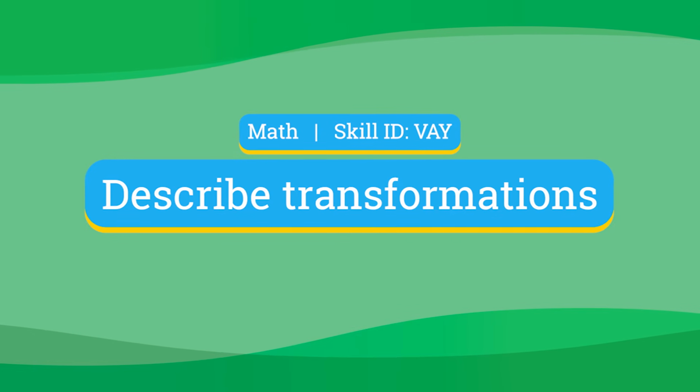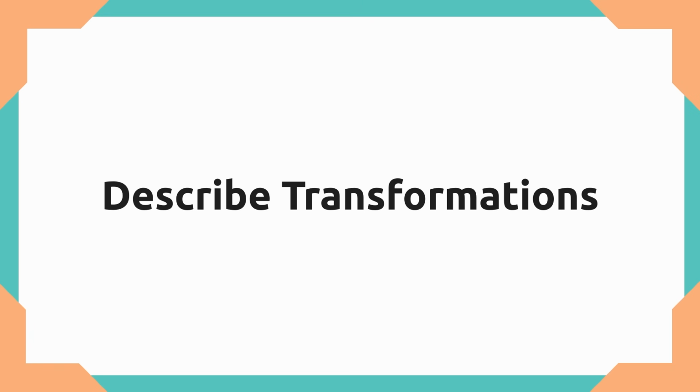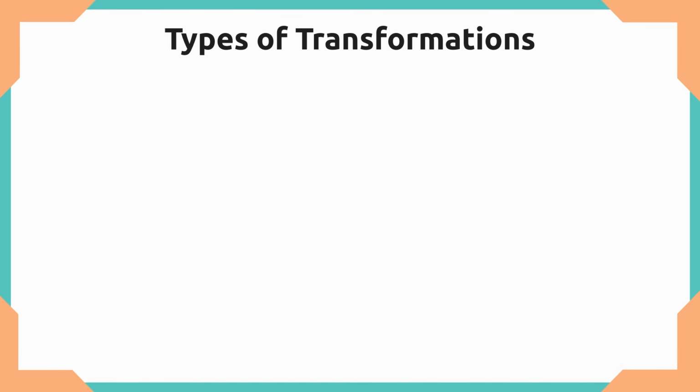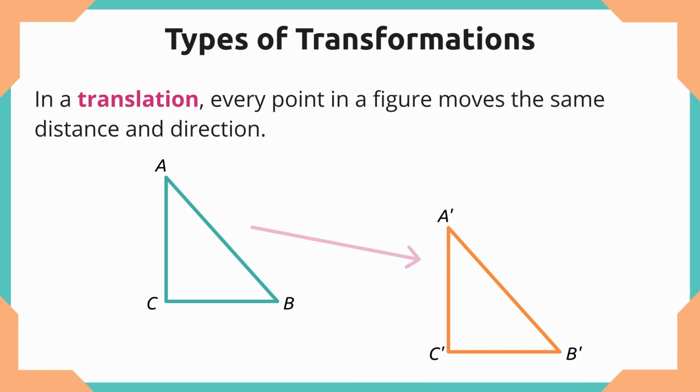Have you ever wondered how we can describe transformations of shapes? Let's talk about it. Today, we will explore 3 different types of transformations: translations, reflections, and rotations. In a translation, every point in a figure moves the same distance and direction. You can think of it as taking a shape and sliding it over to a new location. The shape's orientation stays the same, it's just in a new spot.